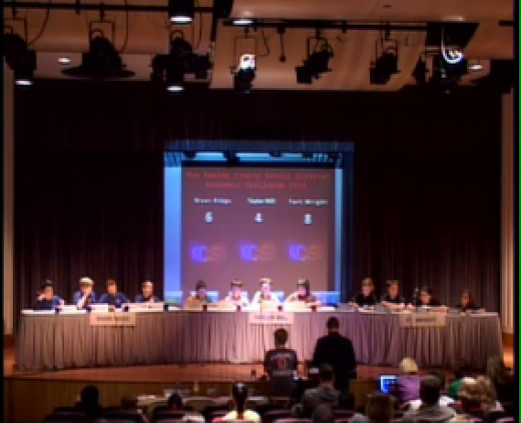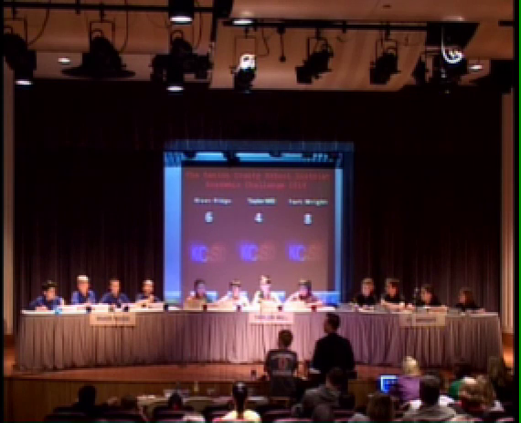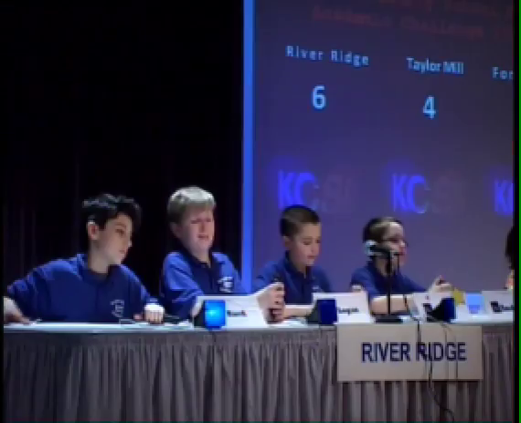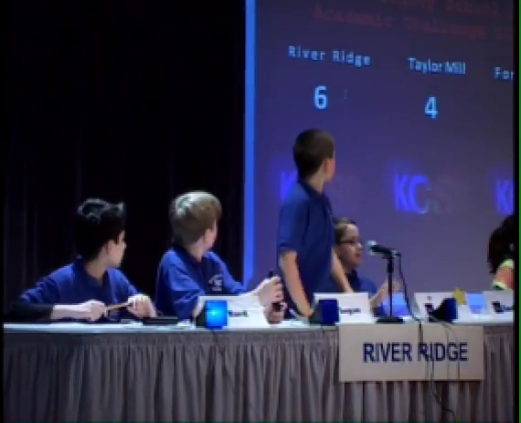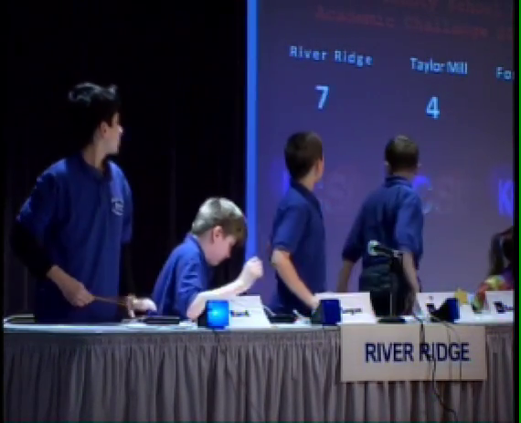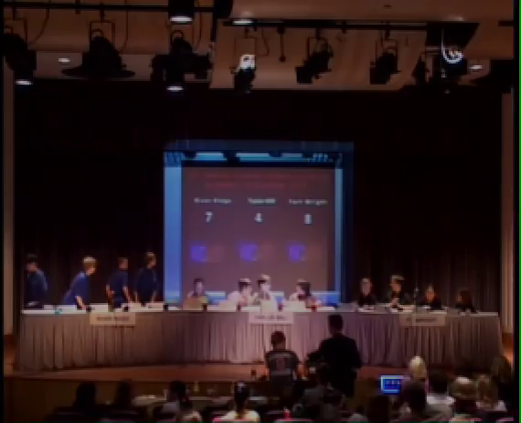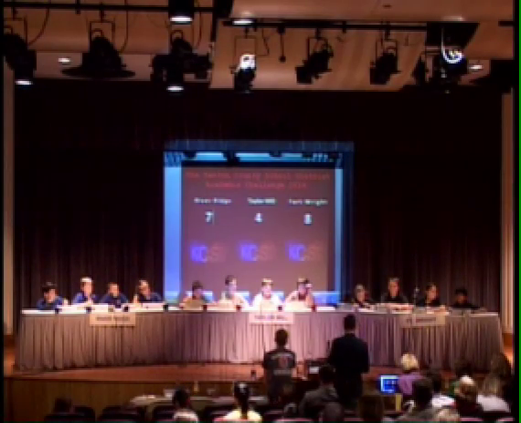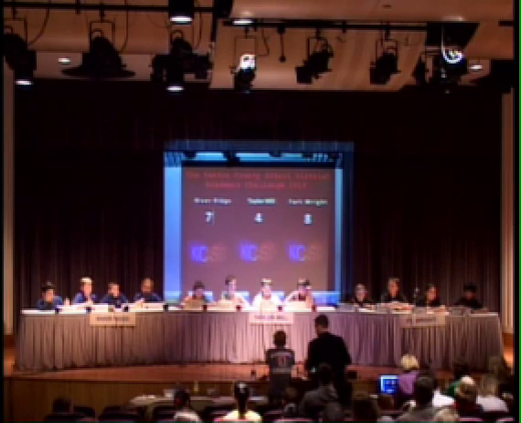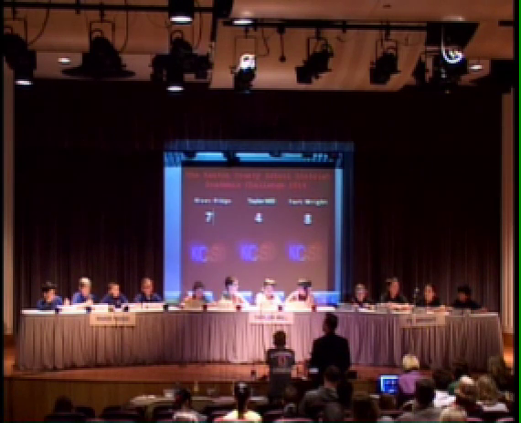Toss-up 30. Which animal symbol is associated with the Democratic Party? River Ridge, Ryan. Donkey. It's correct. And that's the half. Scores? Judges? Timekeeper? Captains, are you ready? Yes.